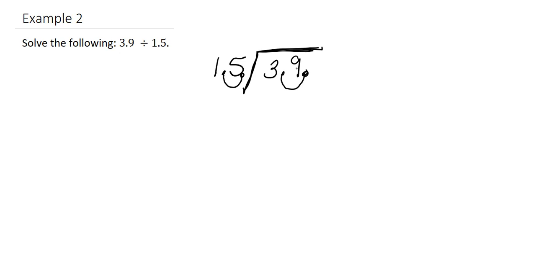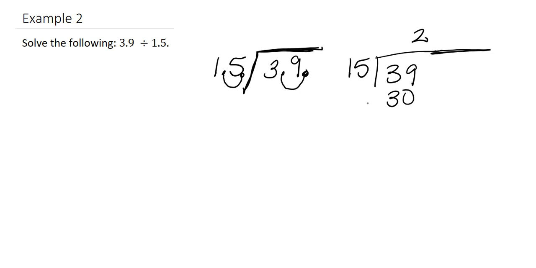And now we have 15 going into 39. So let's go ahead and rewrite this so we can kind of see it better. 15 goes into 39. So 15 can go into 39 how many times? Well, 15 can't go into 30, but it can go into 39 2 times because 15 times 2 is 30. We go ahead and subtract.